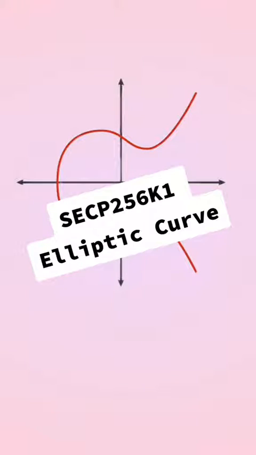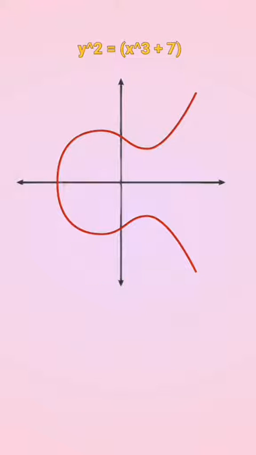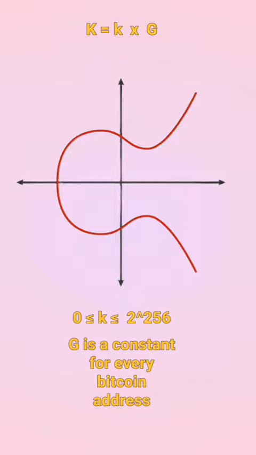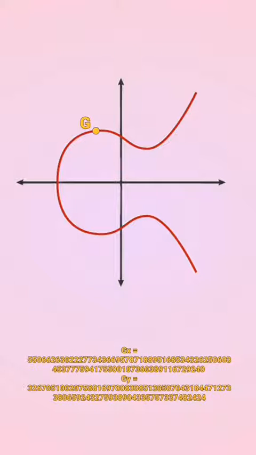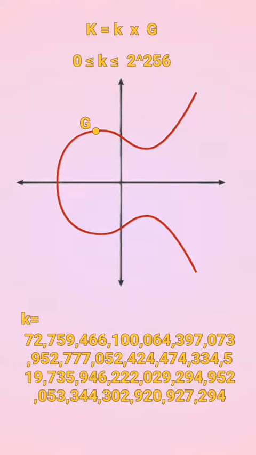So everything is based on this curve that you see right here, which is derived from this function that you see on the screen, but that's not the important part. This is the important part. Capital K, which is the public key, is equal to lowercase k, which is just any random number between 0 and 2 to the 256, multiplied by a constant point G. Now G is constant for every single Bitcoin address, and this is the exact parameters of the x and y coordinates of G for every Bitcoin address. Basically, it's any number multiplied by that.